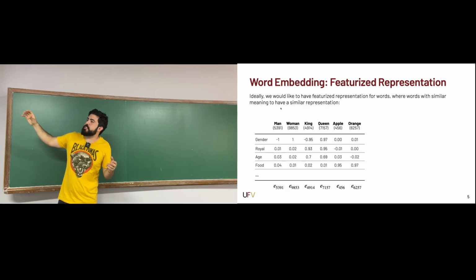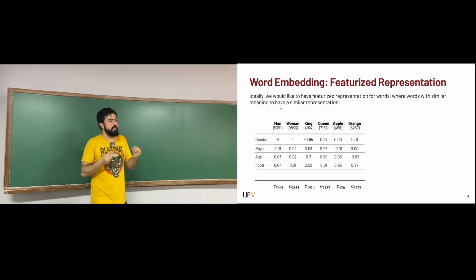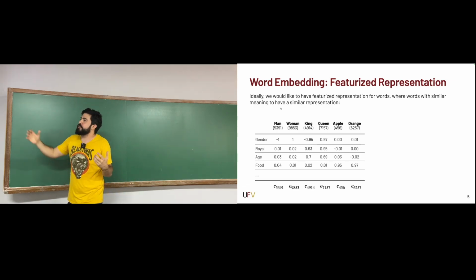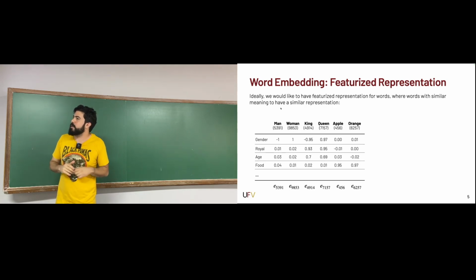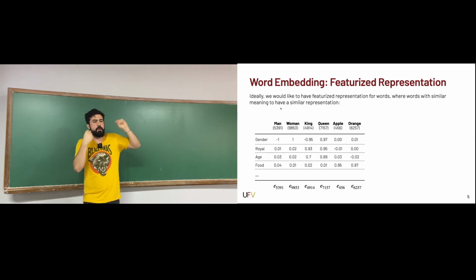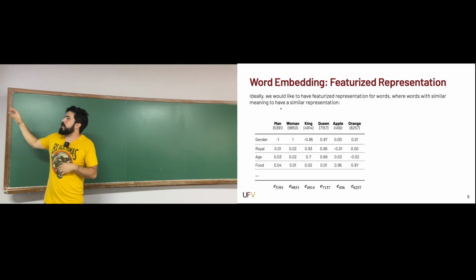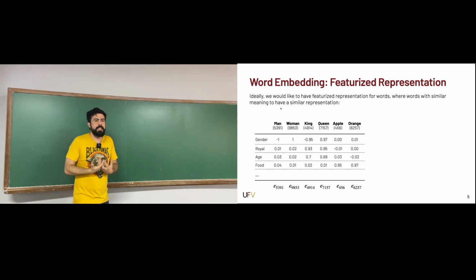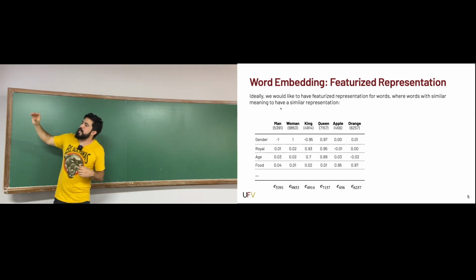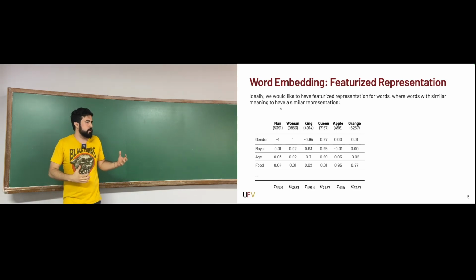And then you could have another feature like royalty, right? For man and woman, these words don't carry any information about royalty, so they should have values of 0 for royalty. But the words king and queen have higher values for royalty because those are royal words. So you would have 0.93 or 0.95 for king and queen respectively. And same for apple and orange: they don't carry any meaning of royalty, so they should have 0s for this feature. And then the same for age and food and any other feature you would like to bring to the table here to represent words. Okay?